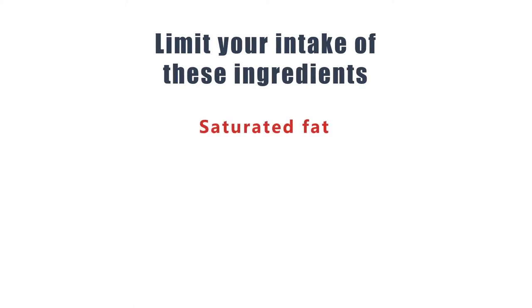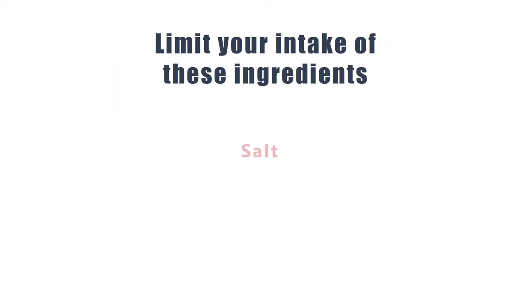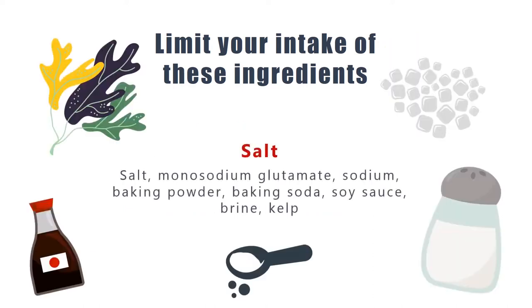Saturated fat could be listed as butter, powdered whole milk solids, cocoa butter, suet, fat, lard, tropical oil, palm or palm kernel oil, copra oil, coconut oil, or hydrogenated vegetable oil. And salt could be listed as salt, monosodium glutamate, sodium, baking powder, baking soda, soy sauce, brine, or kelp.